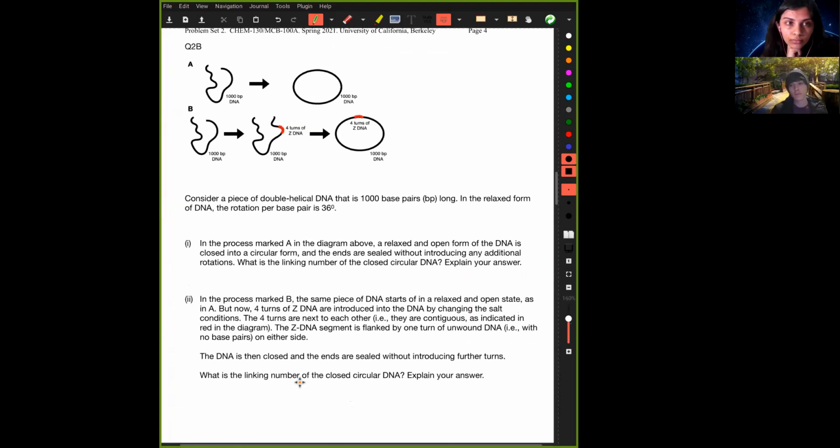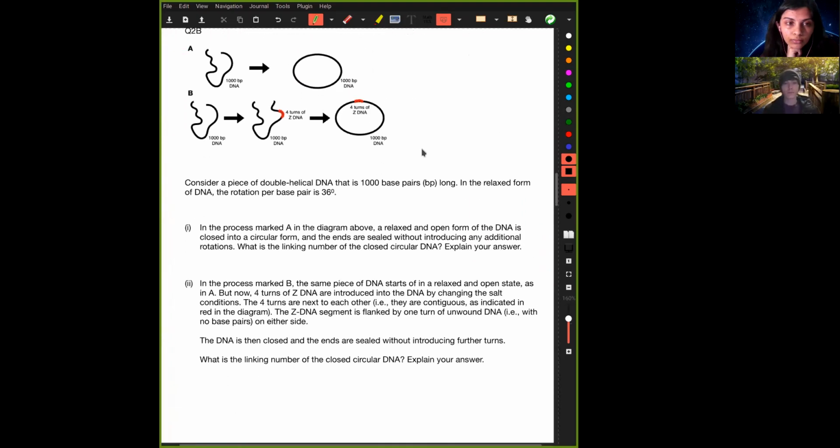All right, and speaking of linking number, question 2b. So we're given a piece of DNA and a set of changes made to it, and we're supposed to assess the linking number of the closed circular DNA. So starting with part one, we see in part A, the DNA is just relaxed and open and 1,000 base pairs, and it's just closed. And we're asked to find the linking number of the closed DNA.